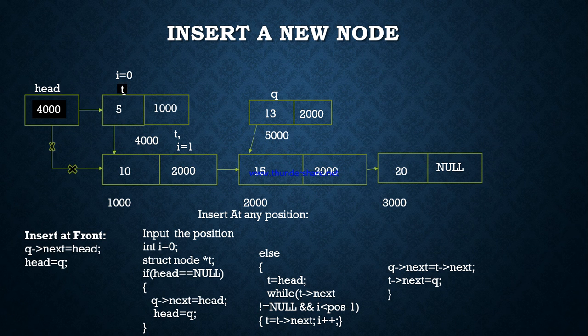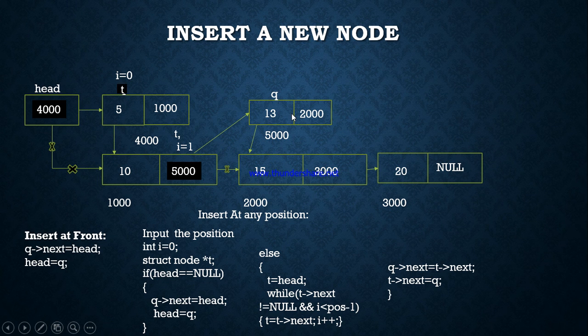Now T of next will point to the node which is created at 5000 location. So this node will point to this node. So T of next will be Q. So 5000 will be stored here, and this link will be created, and similarly that link will be destroyed. So in this way we can insert this node at the second position.